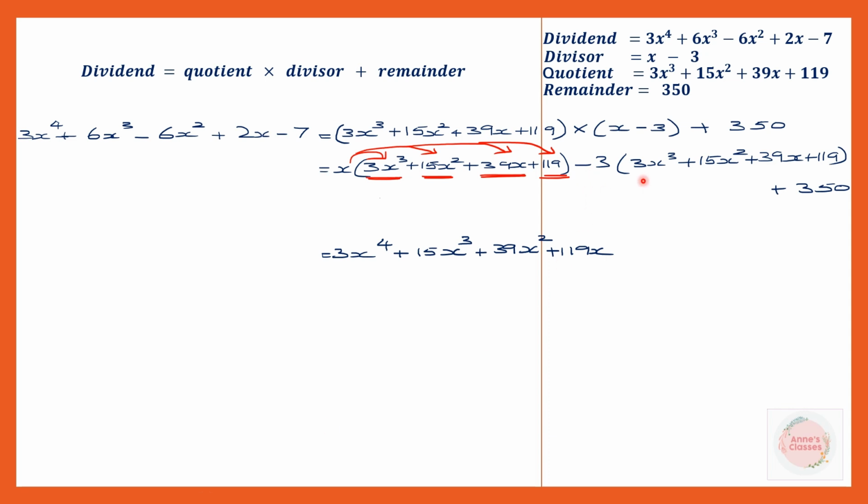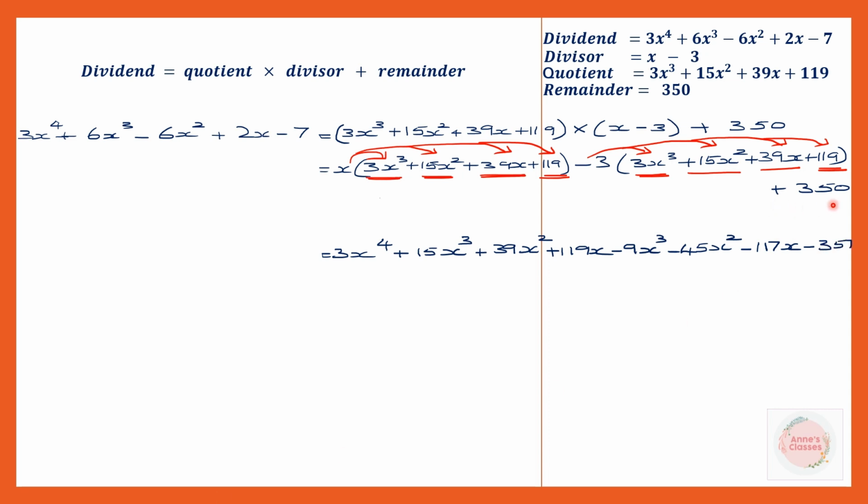Now we go on to the next part. Here we are going to multiply minus 3 with each term inside. So it will be minus 3 into 3x cube. The sign is minus, 3 threes are 9, so minus 9x cube. Then we multiply with the next one, which is 15x square. Minus into plus is minus, 3 into 15 is 45, so minus 45x square. Then we multiply minus 3 into 39x. The sign is minus, and 3 into 39 is 117, so minus 117x. Then we multiply minus 3 into the last one, which is plus 119. So that is minus 357. So we finished the multiplication.